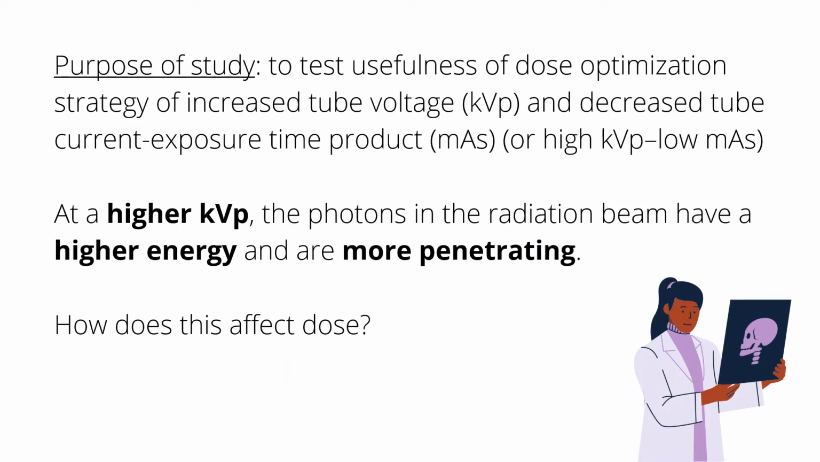So hopefully by now you've already accessed this article and you've had a read through, and you saw that the purpose of the study was to test the usefulness of the dose optimization strategy of increasing your tube voltage, or your kVp, while decreasing your tube current exposure time product, or your mAs, resulting in a high kVp, low mAs technique. You will recall from last term learning about the difference between kVp and mAs. So at a higher kVp, the photons in the radiation beam have a higher energy and therefore they're more penetrating. So how does this affect dose? Just take a minute to think about that.